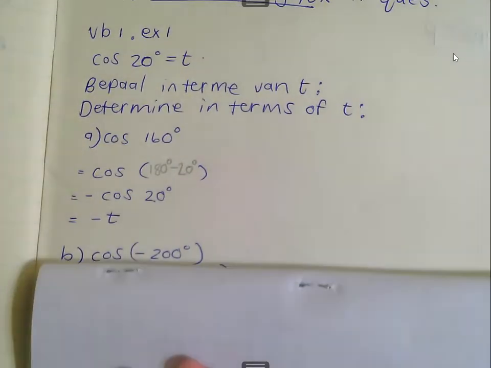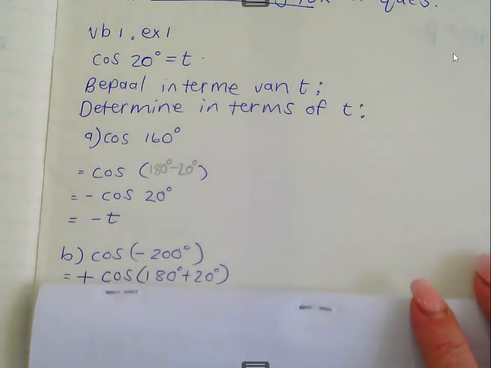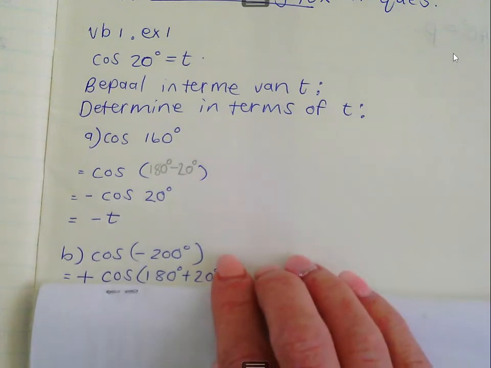Next one. So you see now they throw in the negative as well with the reference angle. They're asking you to find the cos of negative 200 in terms of t. What is the cos of a negative? Sure, guys, really, that's like the one catch, and I keep catching you. The cos of a negative is the positive cos.